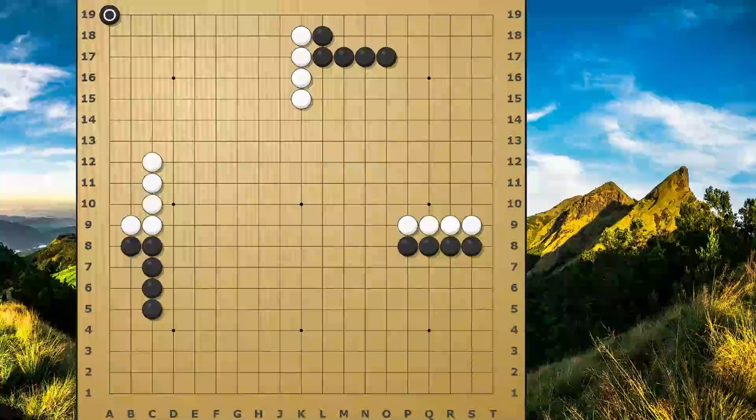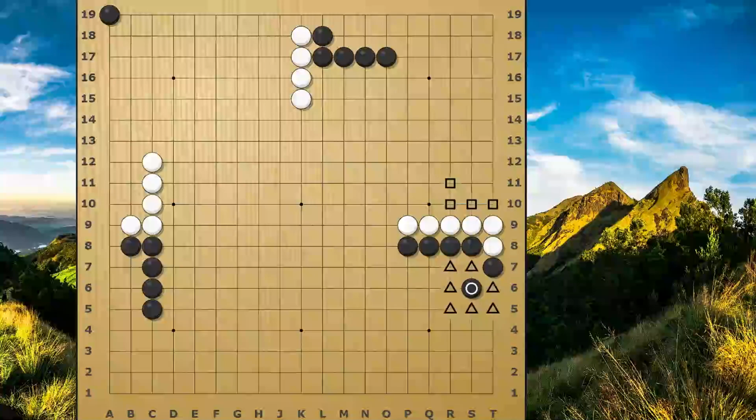So if white goes first, black plays here, white plays here, black plays here, white plays here, black plays here. So how many points does black have? 7. And white has 9. So we answered the question of the difference in points. It was 7 and 9 versus 7 and 9, so it's a 4-point difference.